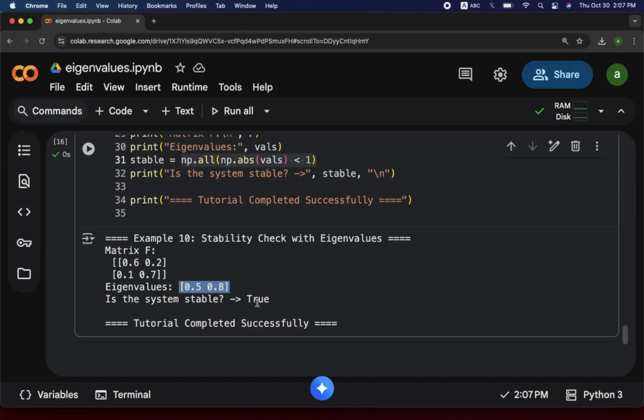So that's all. We have learned how to calculate eigenvalues, eigenvectors, verify their relationships, perform diagonalization, compute matrix powers, and even check stability using eigenvalues. I hope this gives you a clear understanding of how powerful eigenvalue decomposition can be in linear algebra and in your future applications. Thank you for watching.